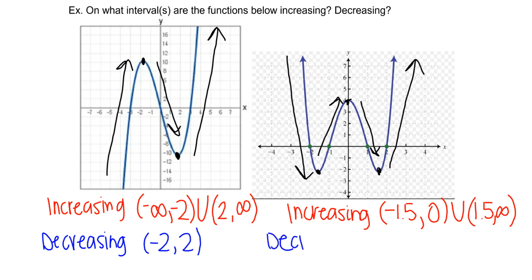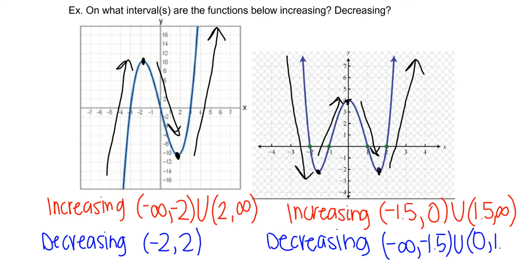Now let's look at our decreasing intervals. Our graph starts out decreasing and decreases until that bottom point. So it starts decreasing, so -infinity to -1.5. Then it decreases again at this top point to that x value of 1.5. So it's decreasing again from 0 to 1.5.